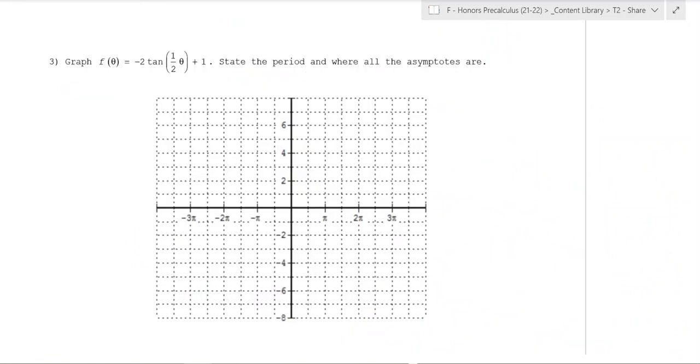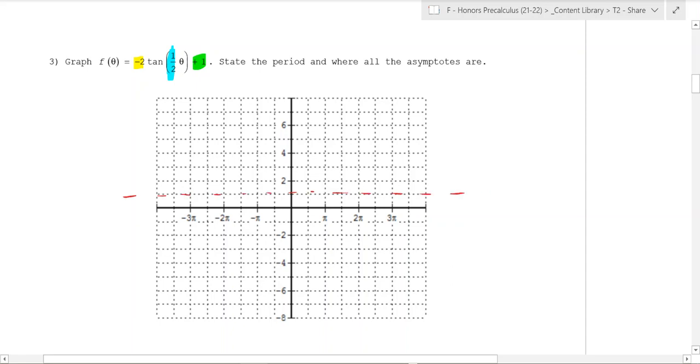So for question number 3, we're going to graph a tangent function where 3 things have happened. There's a negative 2 out front, there's a 1/2 in front of the theta, and there's a plus 1 here. So the plus 1's kind of the cool one. We know it's going to move everything up. So in this case, like the midline, it's going to move everything up right here.